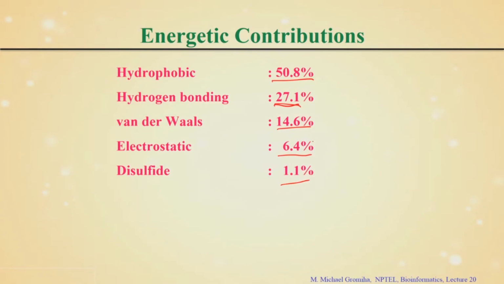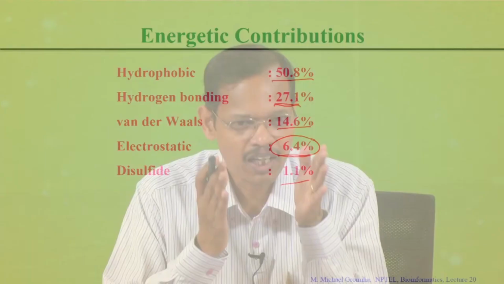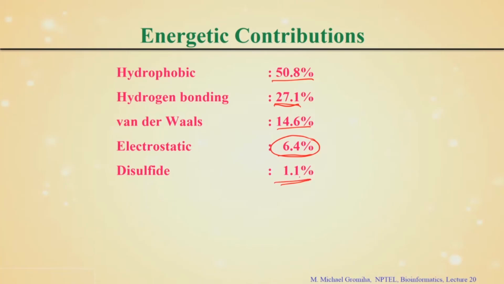Then if you see the electrostatic interactions, you can see a limited number of ion pairs between the positive charge and the negative charge, right. In this case you can see about 66%. Disulfide bridges are strong, but why is the percentage less? Because it is rare. Many proteins do not have cysteines or disulfide bonds, and even if proteins have disulfide bonds, the number is less. This is the reason why the number is less in this case.